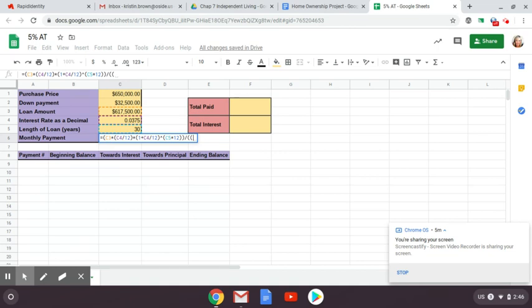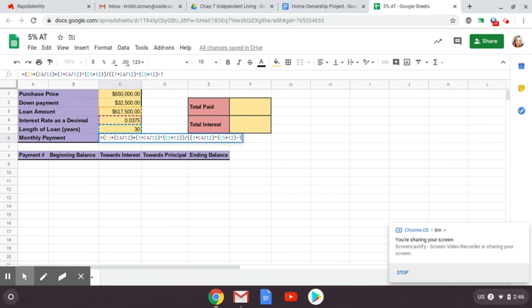Slash is division and or fraction, however you want to look at it. 1 plus C4 divided by 12. And then we caret to show exponent, surround the exponent by a parentheses, C5 times 12, times being the asterisk, and then end that parenthesis minus 1.